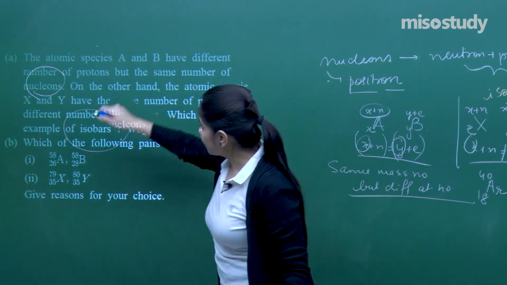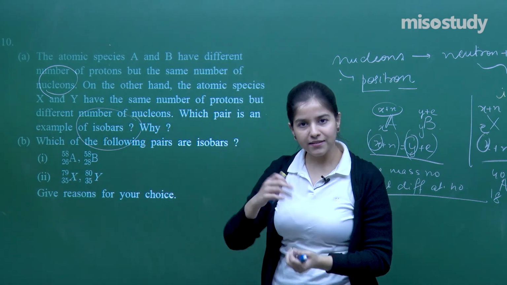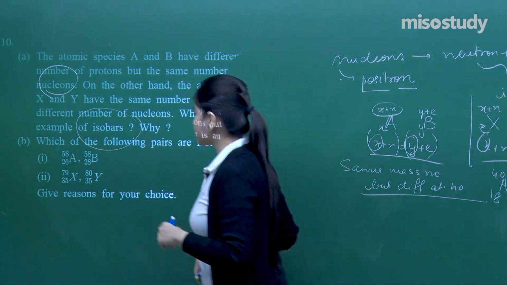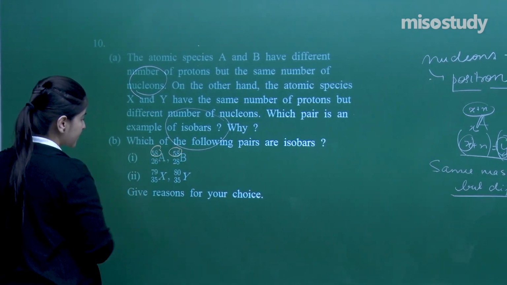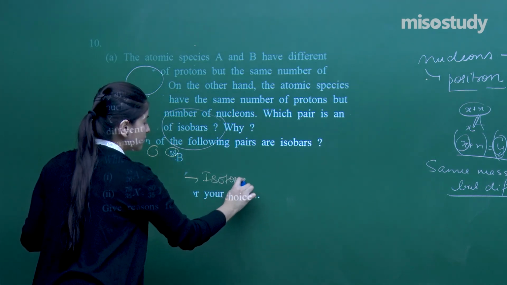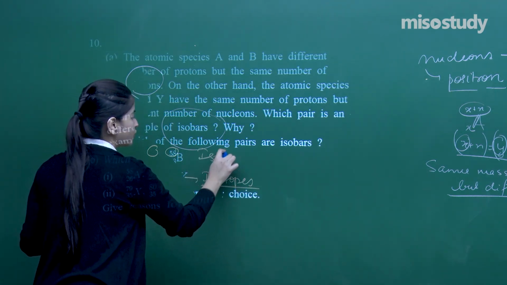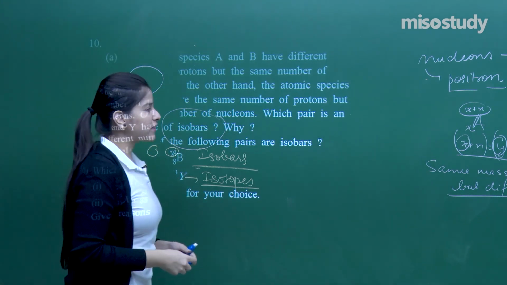Next part. Which of the following pairs are isobars? Again a similar kind but an applicative part of it. So the isobar has the same mass number, and this is the example right here. These are isotopes. Cool? And these are isobars. So you need to give reasons for that as well.